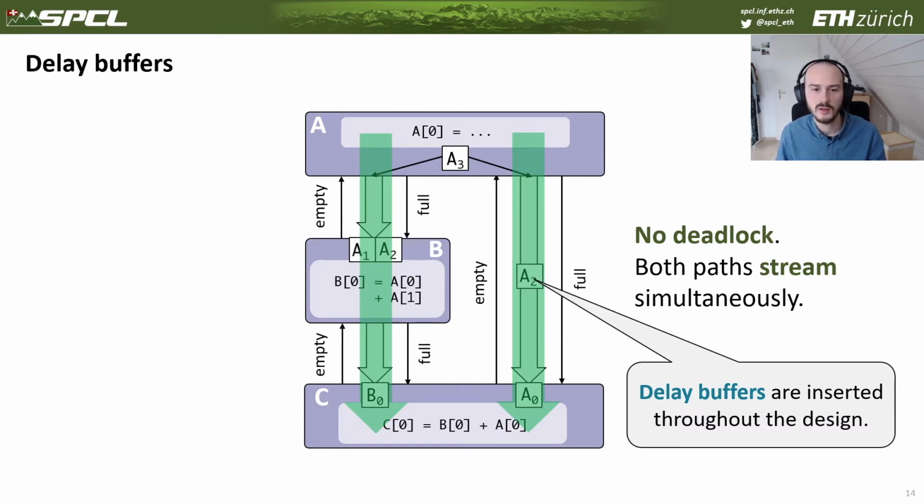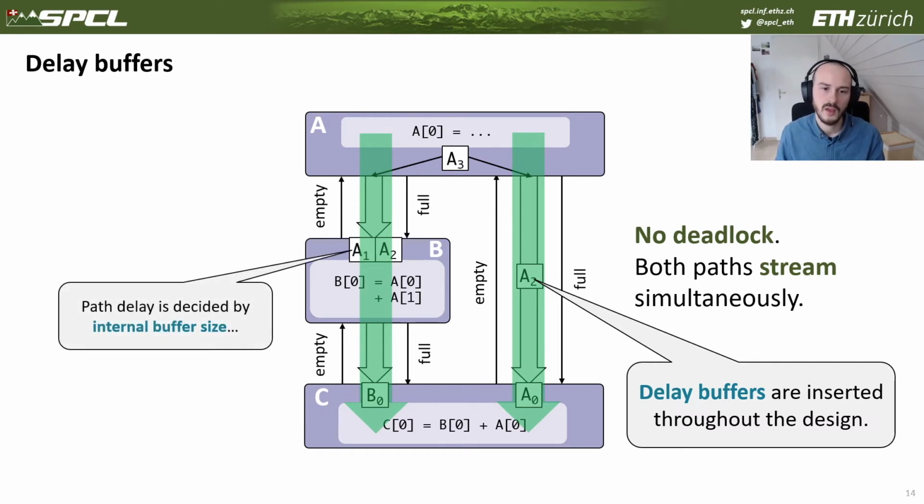So we gain all the parallelism in the system once the initial ramp-up phase has been completed, so all these buffers have been saturated, then we can continue to stream for the rest of the program. And the size of these buffers is decided by two things.